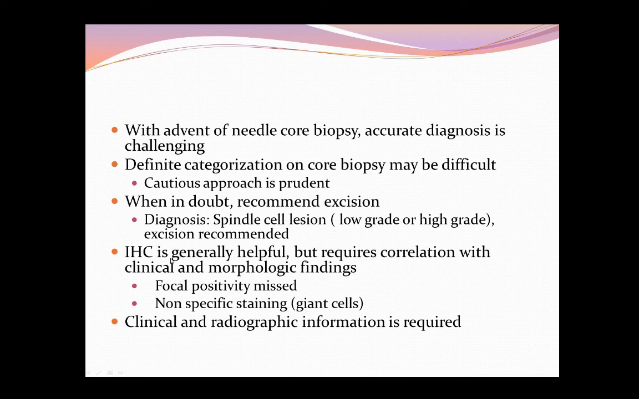IHC is helpful, but it requires correlation with the clinical and morphologic findings, and there can be pitfalls. For example, a focal positivity can be missed, and if you have a needle core, it may not have that area, and there can be non-specific staining, like in giant cells, etc. Clinical and radiologic information is required.